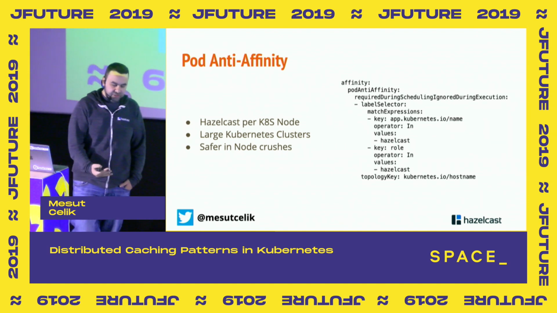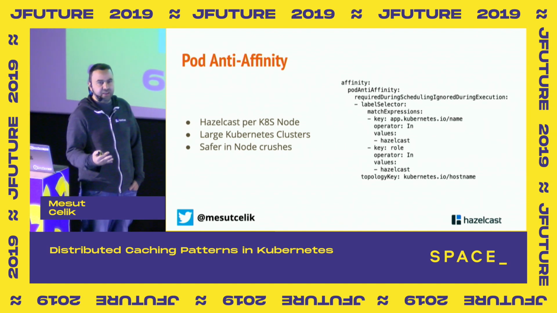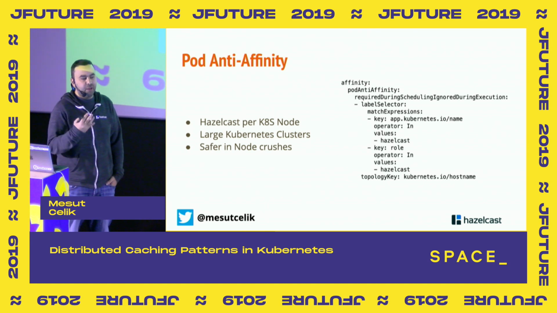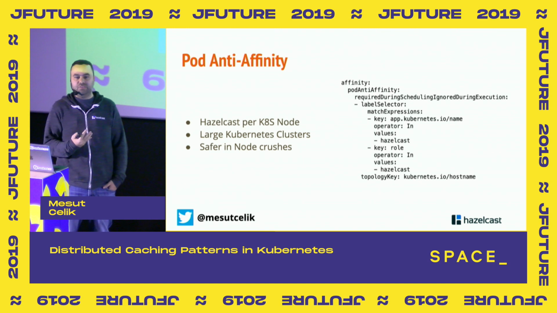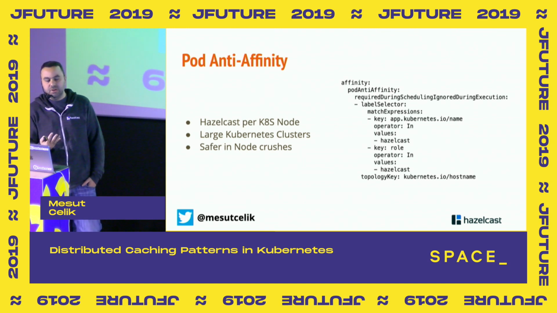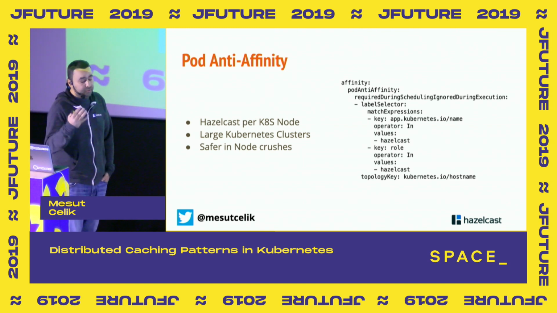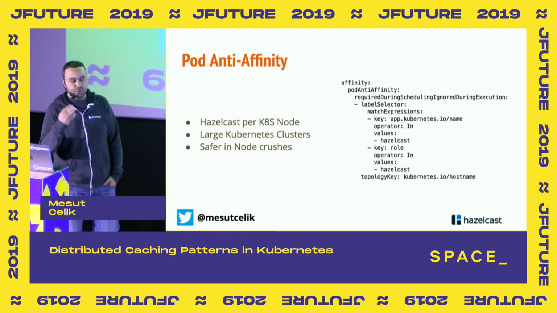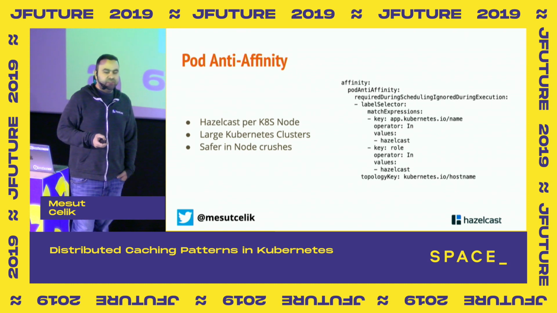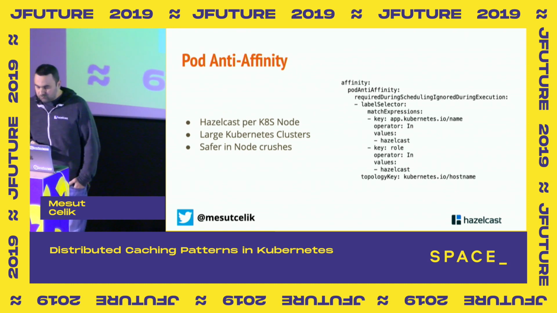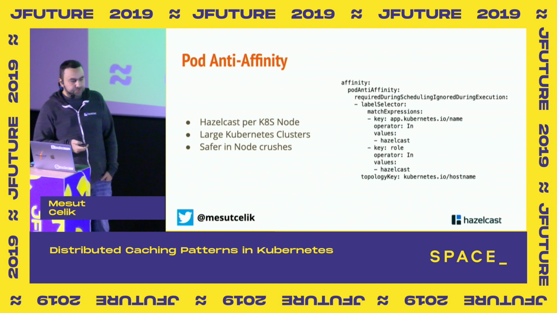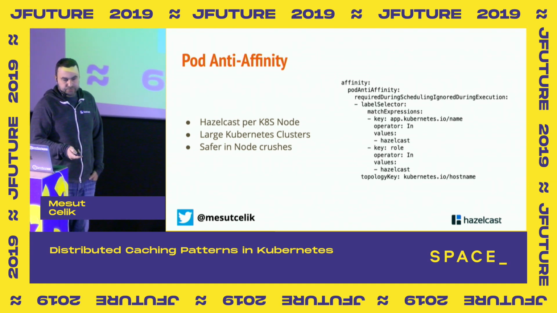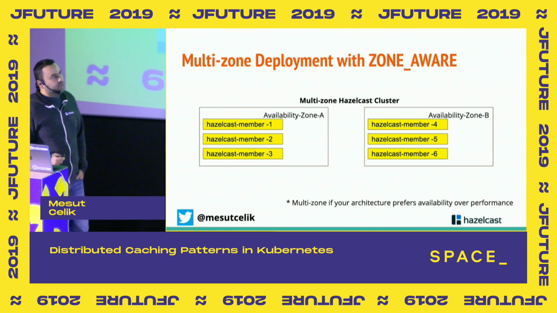Instead of having such an issue, you can explicitly say to Kubernetes, don't place 2 Hazelcast member pods in the same Kubernetes node. And then Kubernetes will obey that rule, and will do what you are saying. So this is pod anti-affinity, and it is important to use it. Okay, so let's go to the next one.